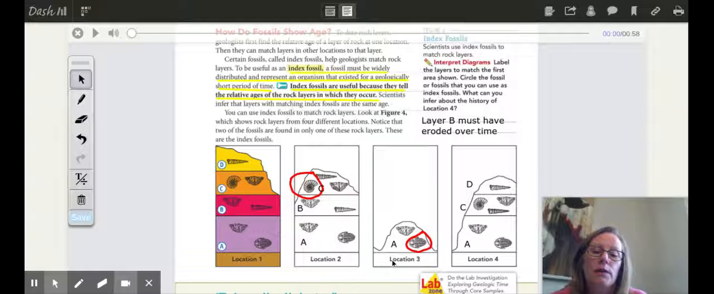Over here, this matches A as well. So I've labeled these all A. Then you come across B, and you can see B right here. B's not here, so that's why I believe it's eroded over time.